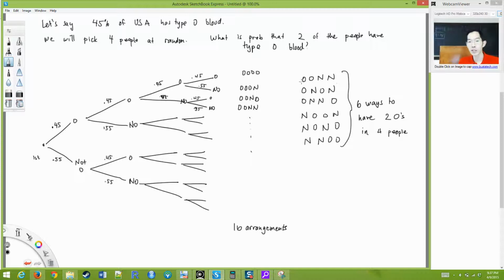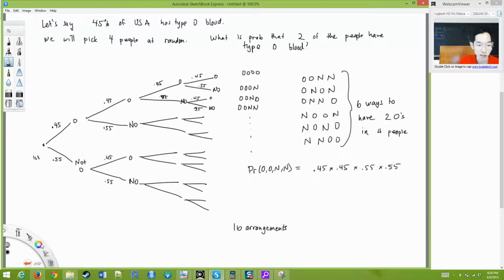What is the probability that we get this first initial sequence? That's actually not 1 out of 16, because these don't have equal probability. So to get O, O, N, N, the probability is going to be 0.45 times 0.45 times 0.55 times 0.55, because we're going down the tree multiplying. Can we see that? So you have to multiply the entire sequence, each path across the tree. Yeah, we're going down the path in the tree.